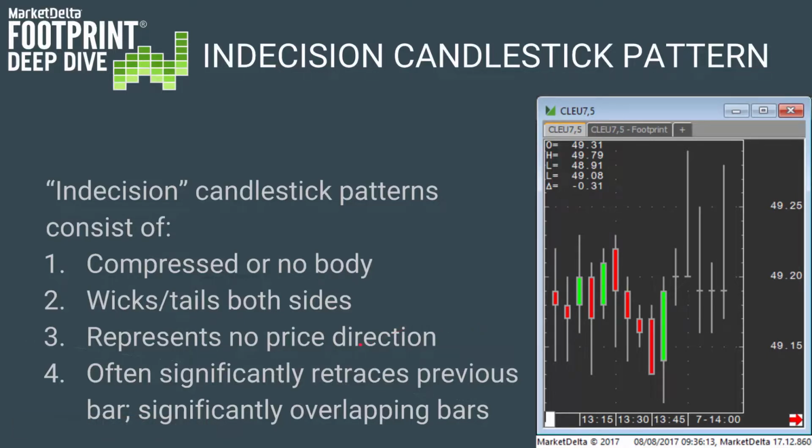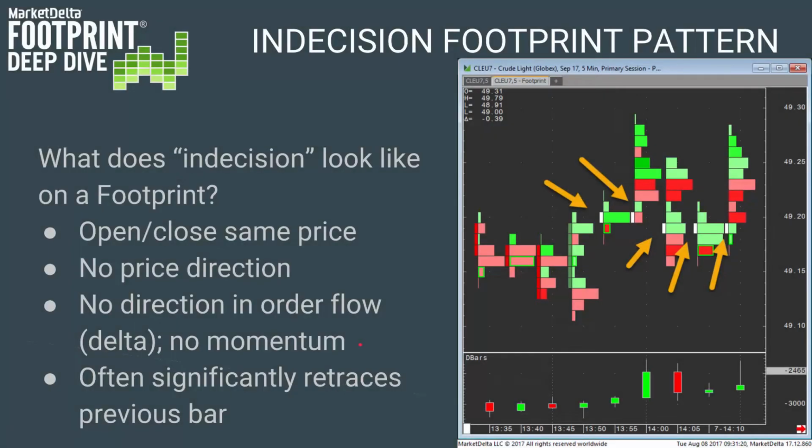Let's move on to a footprint. The deltas are often, you're just seeing the same thing with deltas. There's not any momentum or directionality. Often, again, significant retraces of the previous bar, no direction in order flow or price, and open and close at the same price.